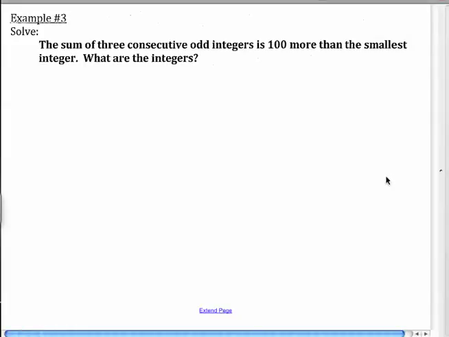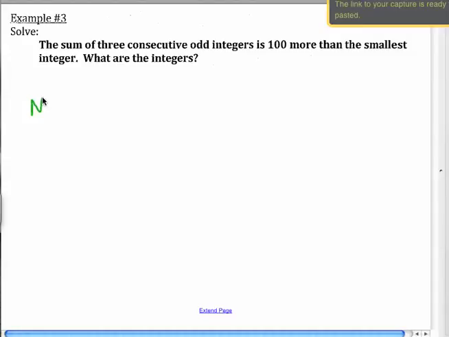Okay, guys, now I'm looking at example number 3, and it says solve. So we need to find out what the variable equals. It says the sum of 3 consecutive odd integers. Well, let's just stop right there. Consecutive odd integers. I'm going to say that this is the first one, n.